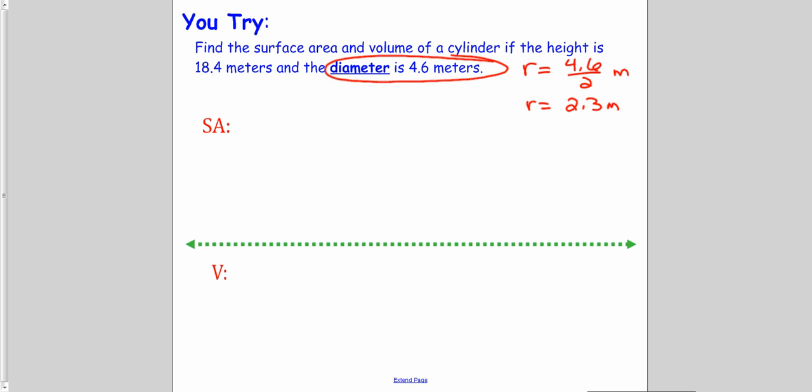So I want you, look at your formula sheet, write down the formula, fill it in, find the surface area, look at your formula sheet, find the volume formula, write it down, fill it in, and find the volume. So go ahead and please do that now.